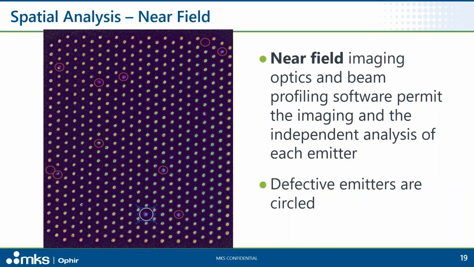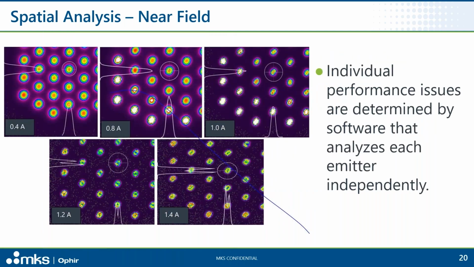Near-field optics permit the capture of the beam profile of a single emitter or many emitters at once. Profiling software enables the measurement of each individual device. Here again, defected emitters are circled. The VCSEL test system varies the voltage and current while capturing and analyzing the near-field distribution of each emitter. Beam profiling applications such as MKS Ophir's BeamGage provide a partition feature where each emitter can independently be assessed for intensity, size, and ellipticity.